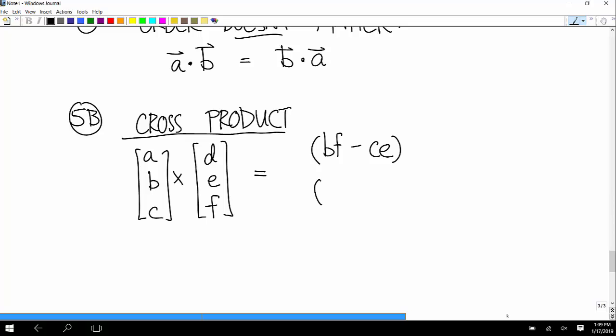And then for the Y component, we're going to cross out the two Y components and cross minus cross. So AF minus CD. And there's one more thing we have to do with the Y component.